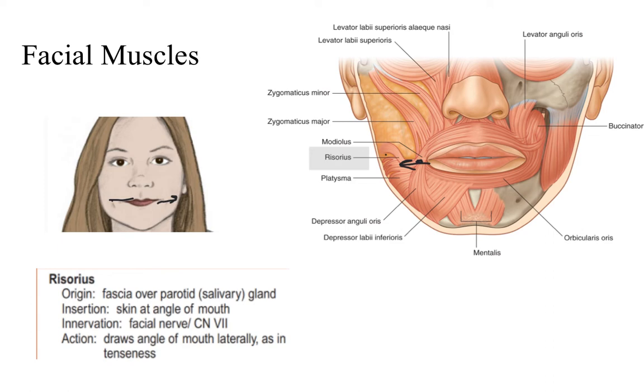But now thinking about it, I guess if you were to give one of those smiles where you don't actually curve your lips upward, you would be using a Risorius muscle for that.